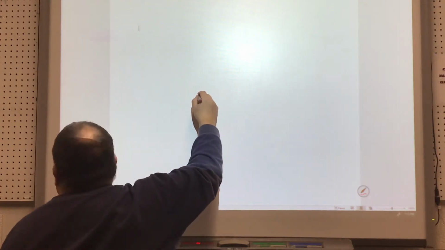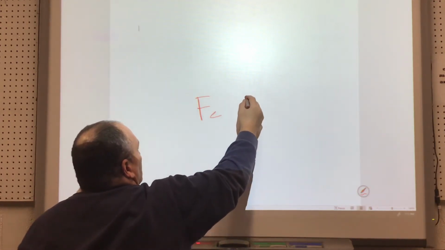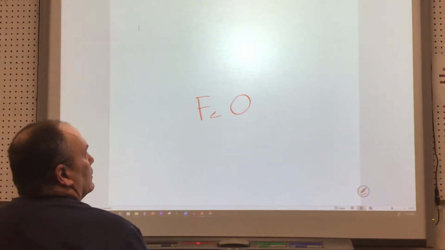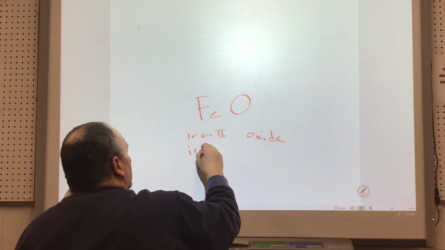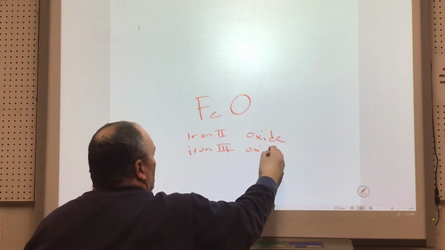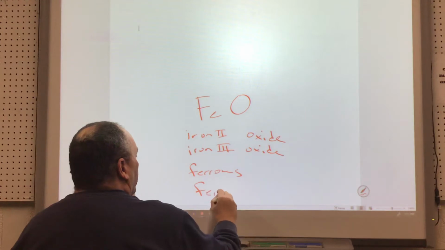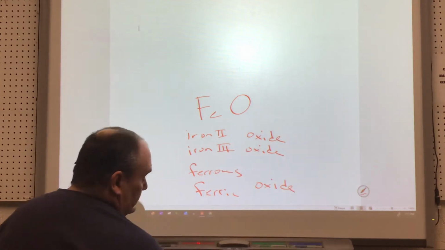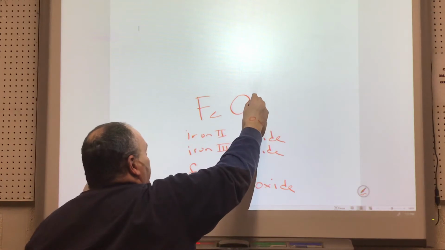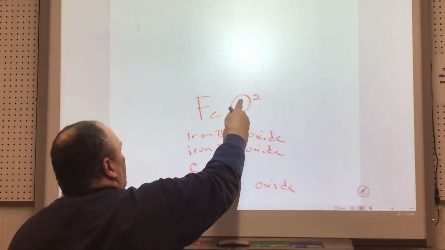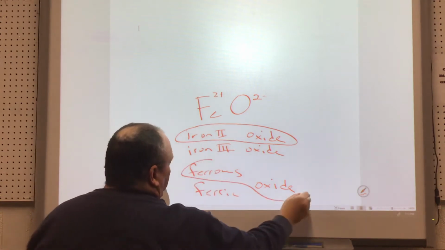Let's go iron again. Okay. So there's iron. It could be iron(II) oxide or iron(III) oxide. Okay? Or it could be ferrous or ferric oxide. Which one is it? Well, there's one of him and one of him. He's O2-, so he's 2 negative. There's one of each, so if he's 2 negative, this must be 2 positive. And so therefore, it's got to be iron(II) oxide or ferrous oxide.